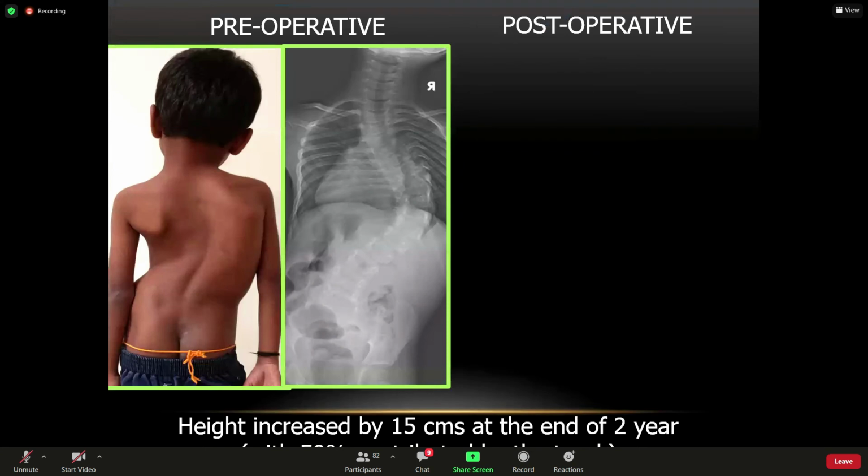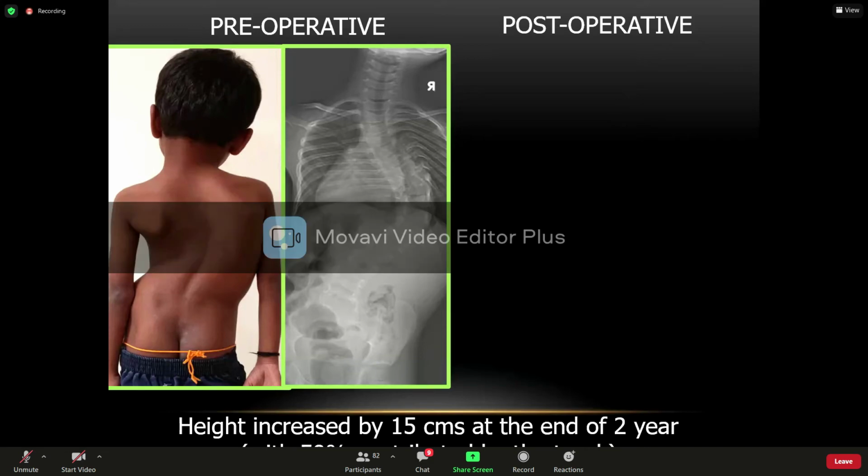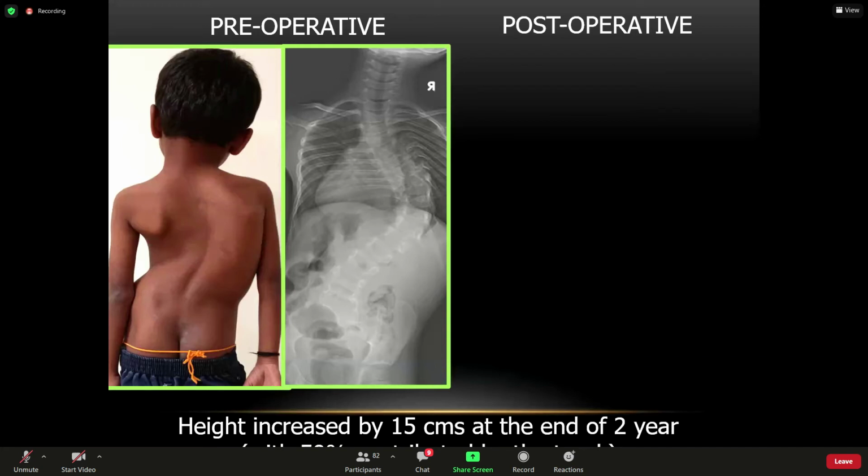What we normally use is a procedure called Shilla. So this is a 6-year-old boy who came and saw us. So you can see that he's got a very bad scoliosis. And if you leave it alone, or even if you brace it, the curve was more than 60 or 70 degrees. And these curves don't normally respond very well to bracing. And this child was around 6 years when he saw us.